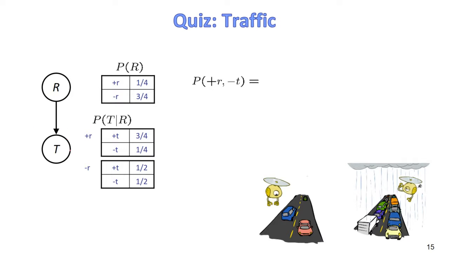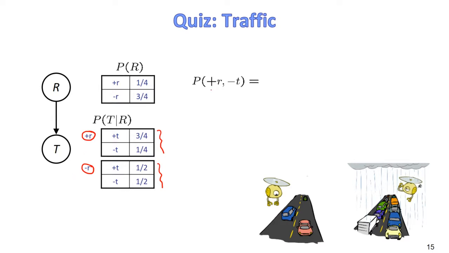which is the network of rain and traffic. So rain causes traffic. Here we have two nodes. For the first one, there are no parents, so it will be a simple probability distribution. This node has one parent, so the CPT, the conditional probability table, will encode the probability of T given R. For every value of R, we will have a conditional distribution. When R is plus R, we have this distribution. When R is minus R, we have this distribution. So this is what we call the CPT of T.